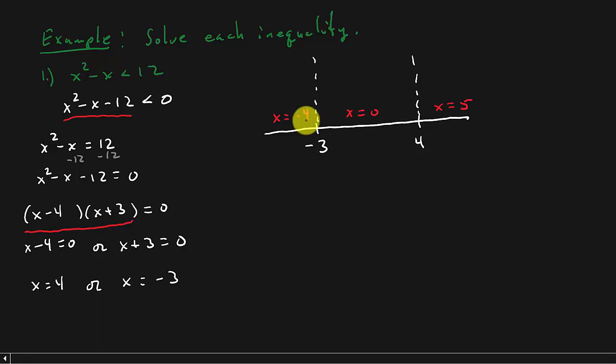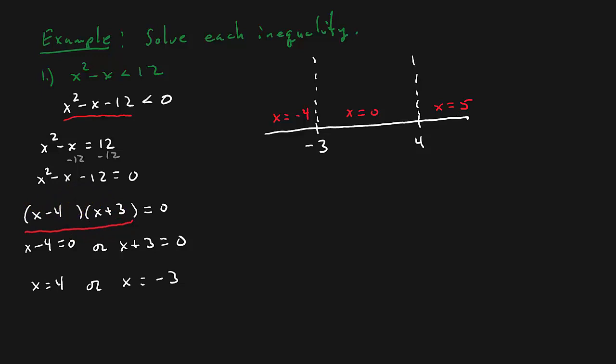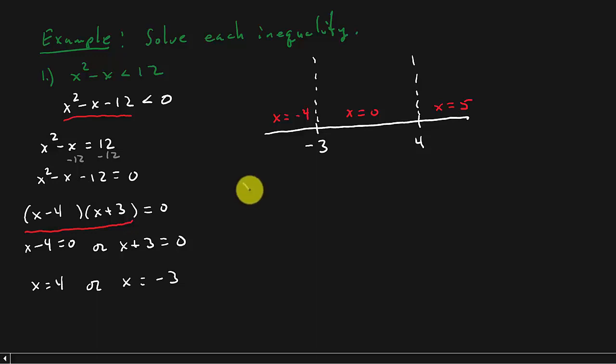So we can take the negative 4, the 0, and the 5, we can plug it into here, or we could plug it into this one. It doesn't matter. Okay? But let me say this. It's easier to plug it into here. Okay? And I'm going to show you why. So let's test this out. So let's do x equal negative 4.